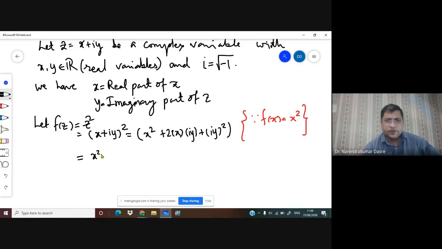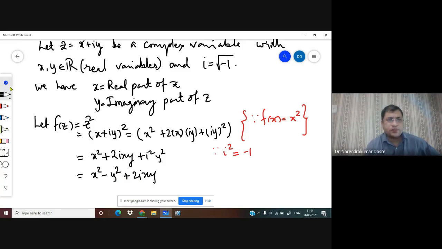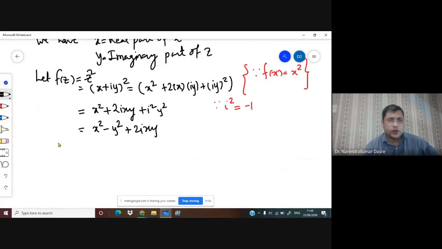Now simplify: x square plus 2ixy plus i square y square. But what we know about i square is that i square is minus 1. So we can write this as x square minus y square plus 2ixy. Now let us see what we have. We have f of z is equal to x square minus y square plus i times 2xy.